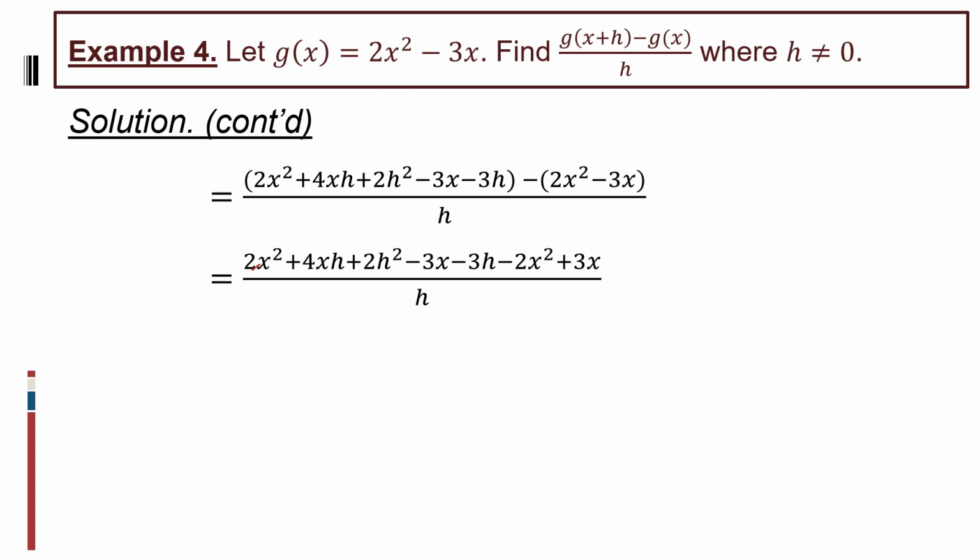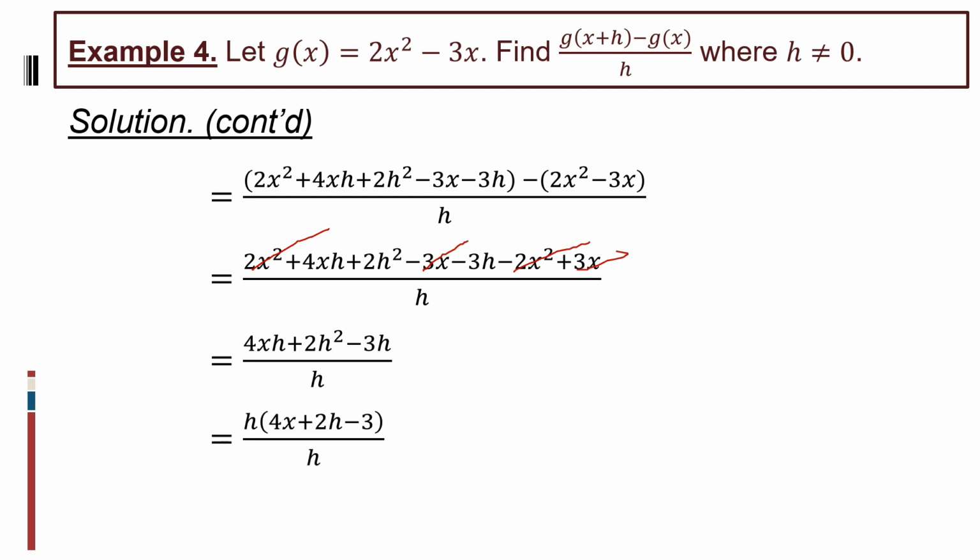Kita ninyo na matatanggal ito, tsaka ito, tsaka ito, which leaves us with 4xh plus 2h squared minus 3h over h. Observe that in our numerator, every term has an h. So, pwede natin ngayon siyang i-factor out. That is h times 4x plus 2h minus 3 all over h. Eto magka-cancel kasi magiging 1 lang yan, which leaves us with 4x plus 2h minus 3.